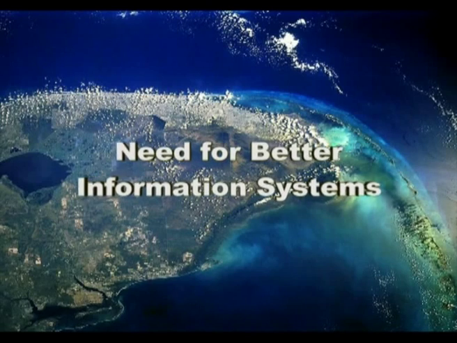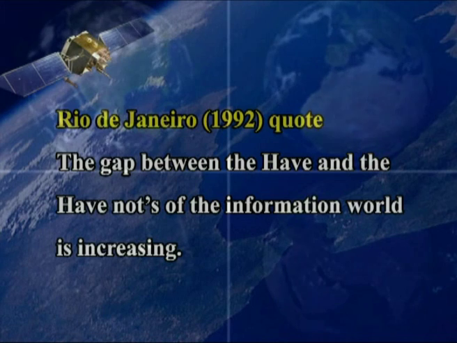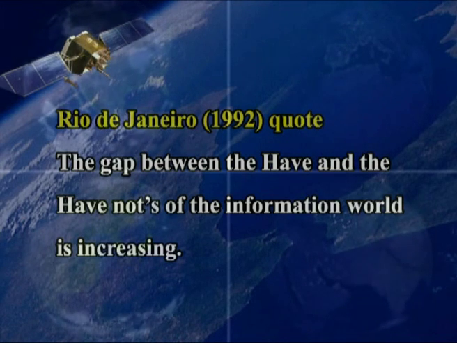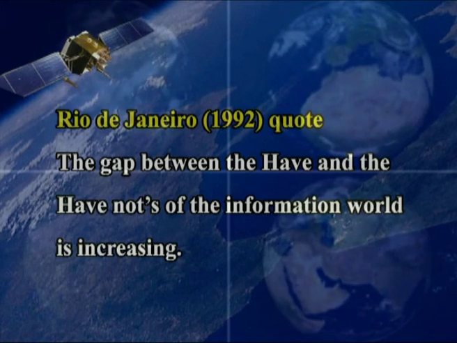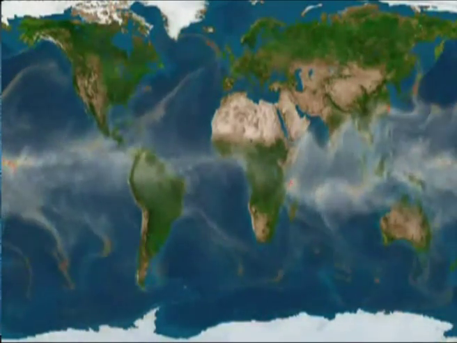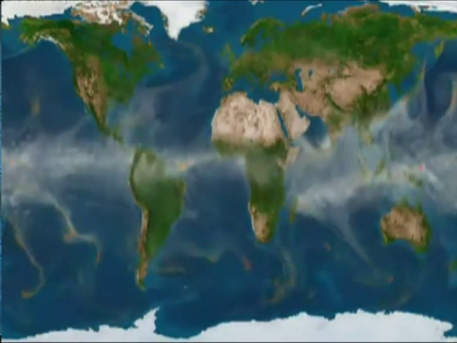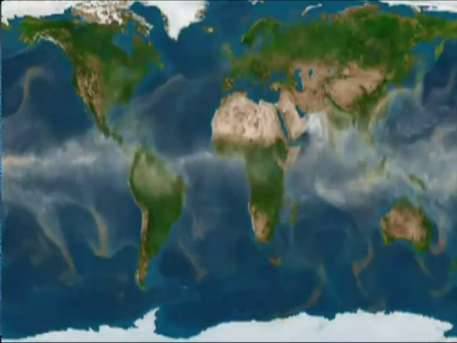This focuses on the importance of understanding the need for better information systems. Rio de Janeiro, 1992, quote: "The gap between haves and have-nots of the information world is increasing. There is a huge difference between the information capabilities and wealth of the developed world and that of the developing world. The gap should be closing, not becoming wider. Developing nations need good, reliable information for survival and progress."